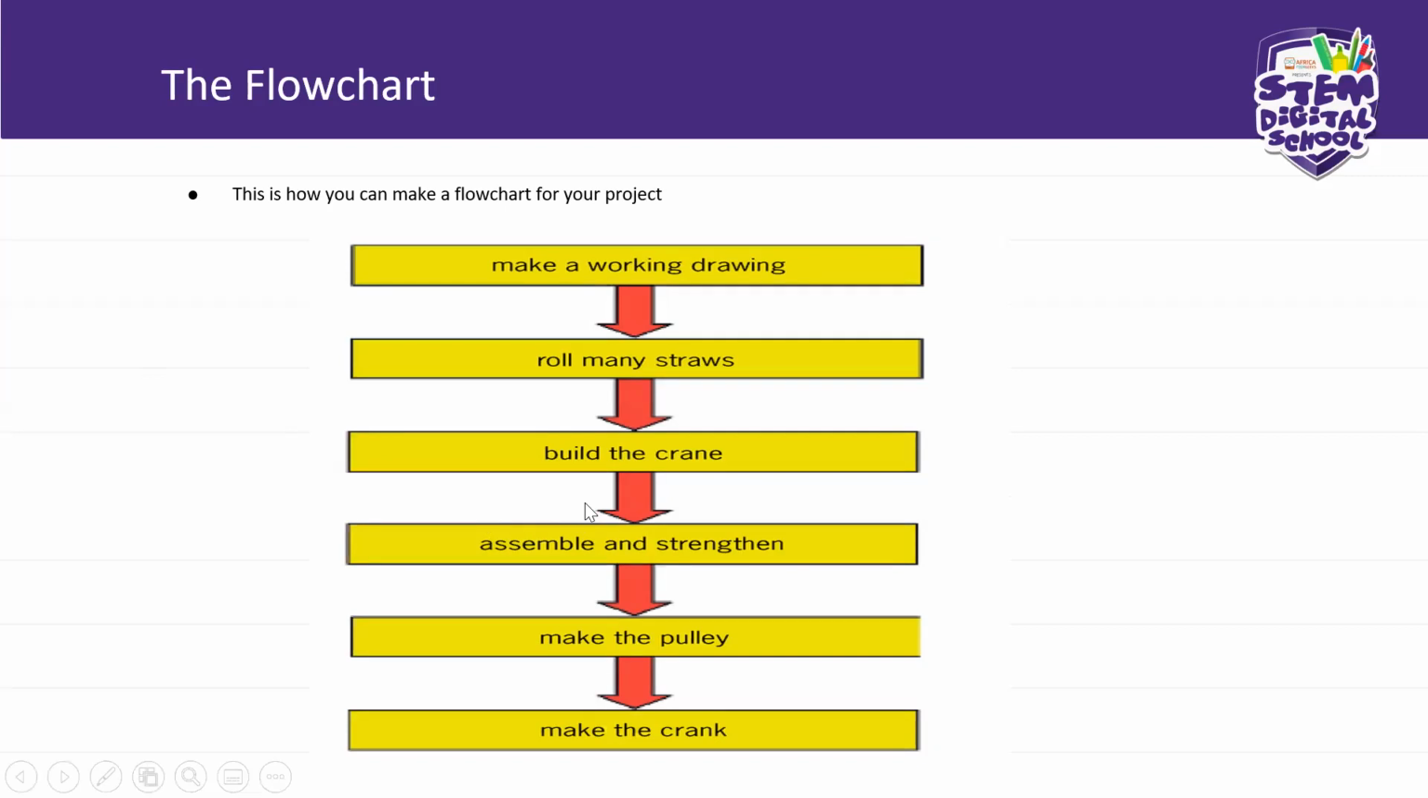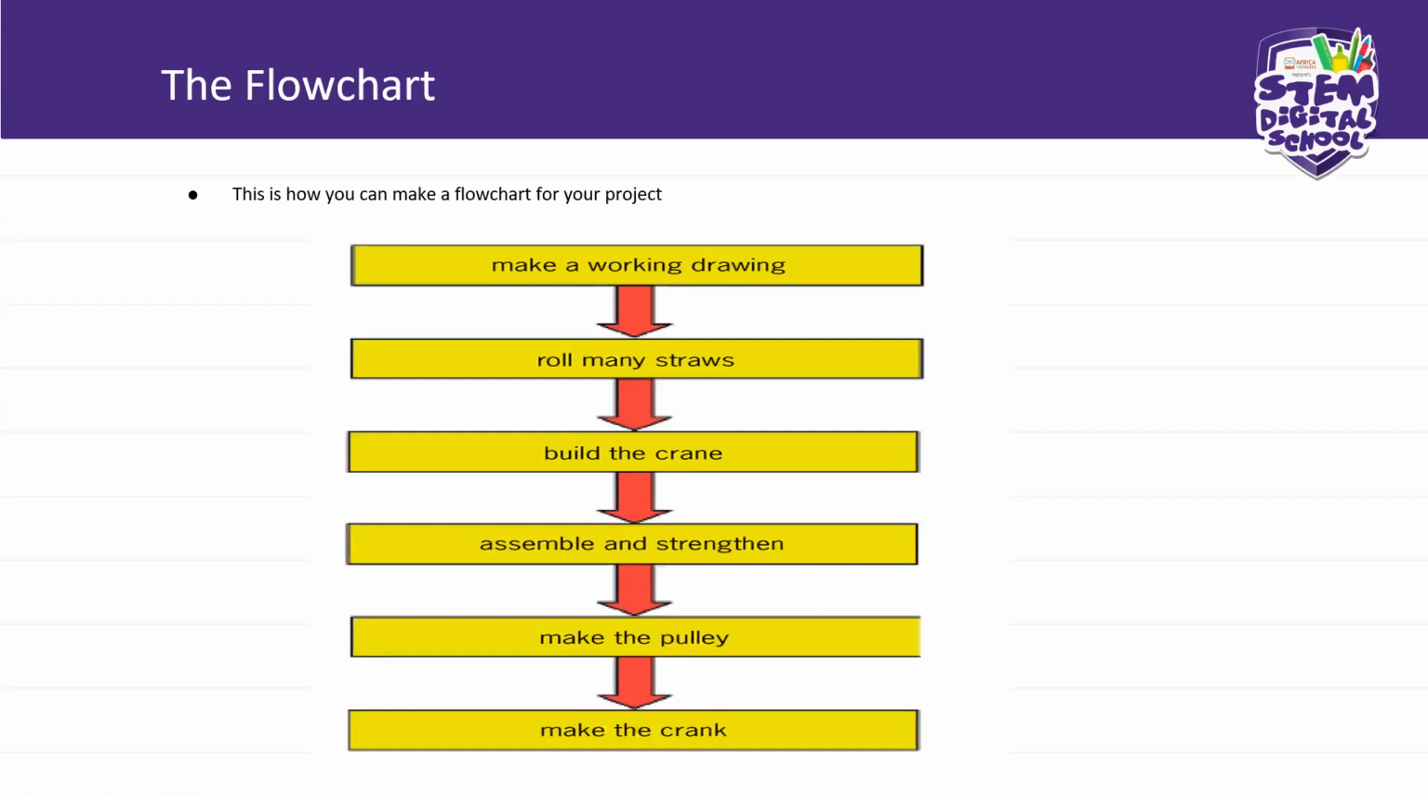It is best to do it with your paper straws because it's not costly to do that. You are using waste paper, or even use cardboard because cardboard can be waste paper. You don't need to go and buy cardboard. Then you assemble and strengthen. After that, your crane is complete. You make the pulley and then you make the crank.